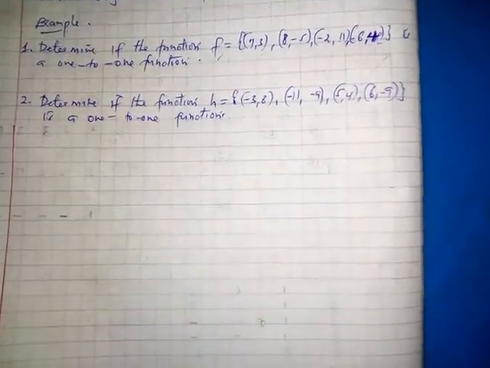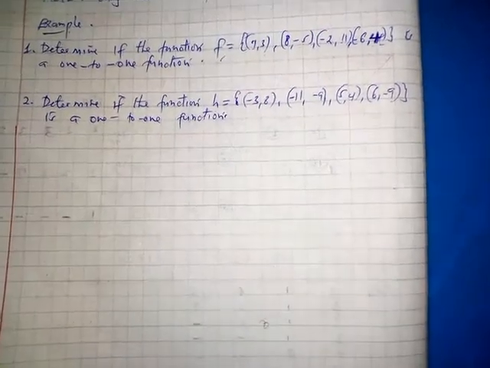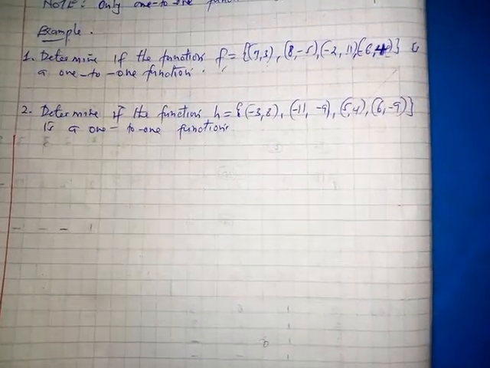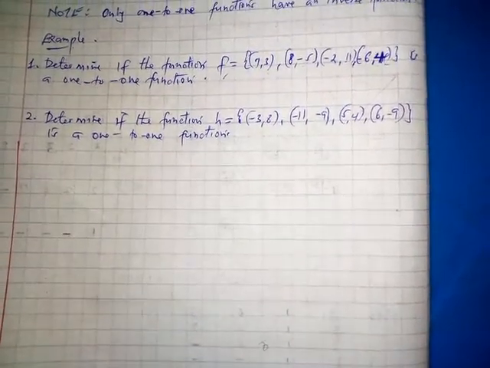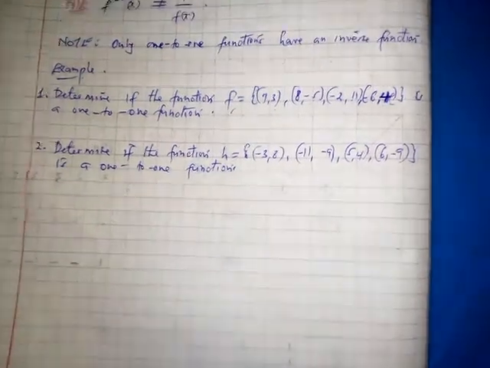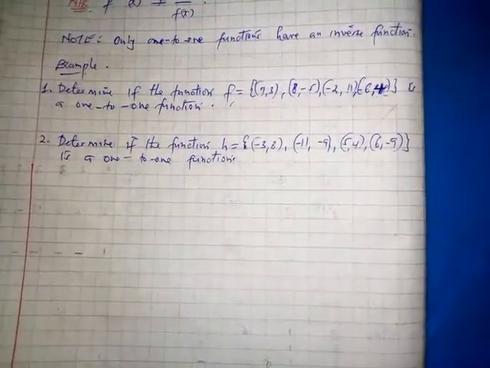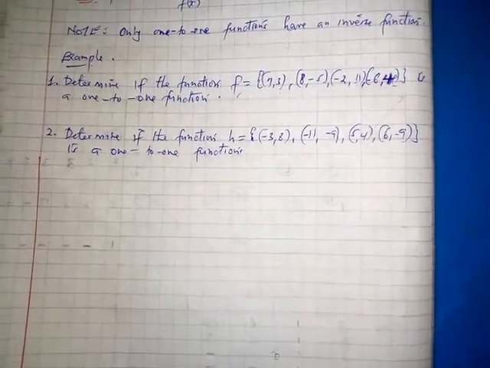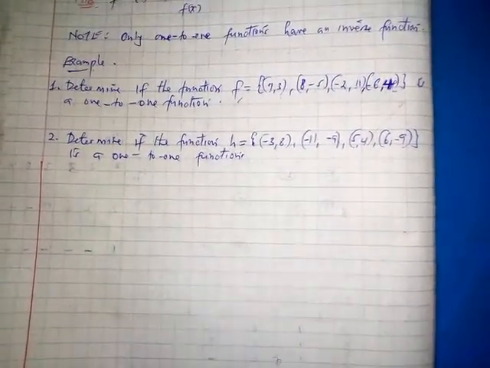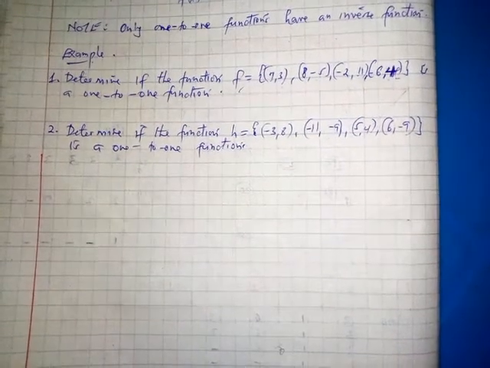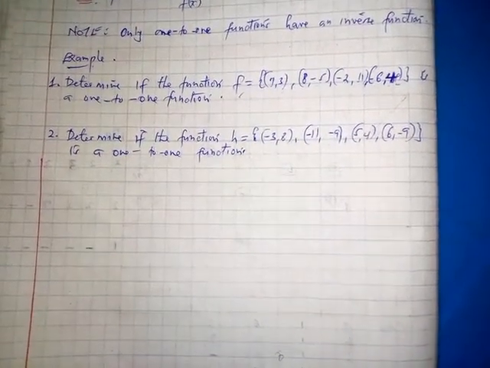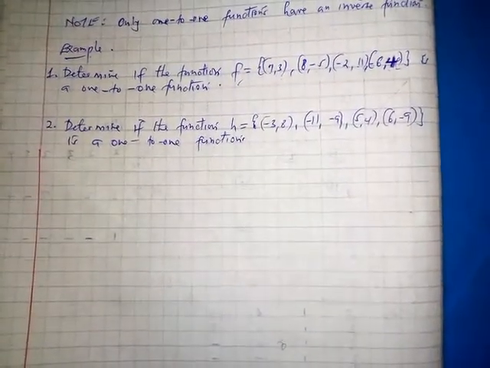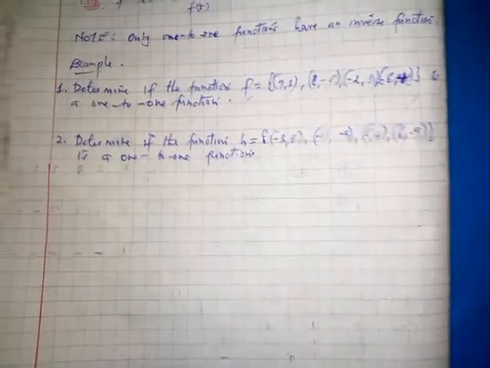So in looking at the entire graph of the function, we can determine if a function is a one-to-one function or not by applying the horizontal line test, or HLT. If the graph of the function passes the horizontal line test, then the function is a one-to-one function. But if the graph of the function fails the horizontal line test, then the function is not a one-to-one function.